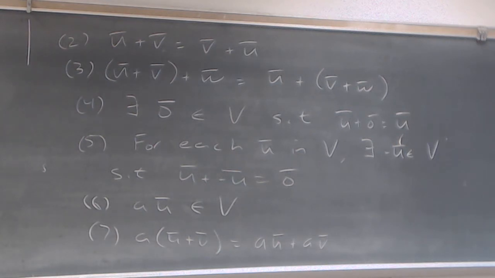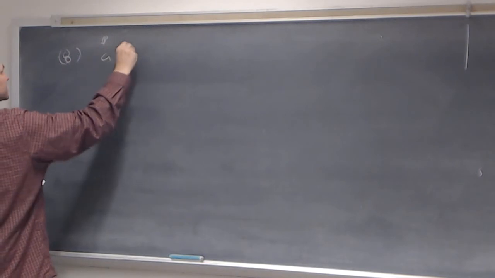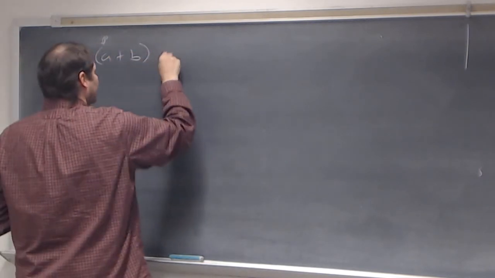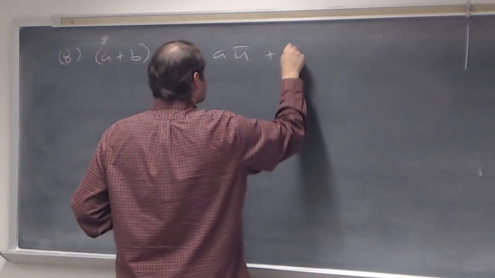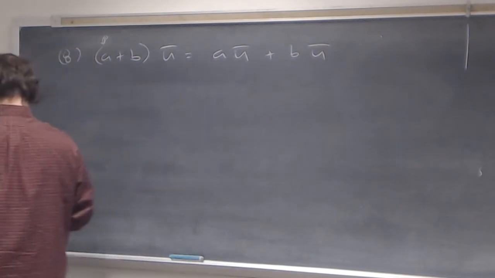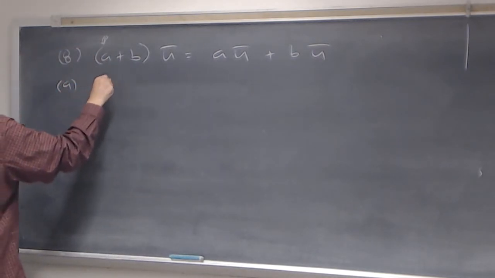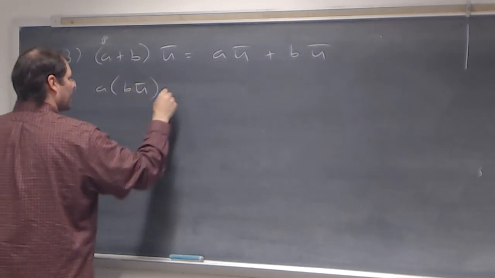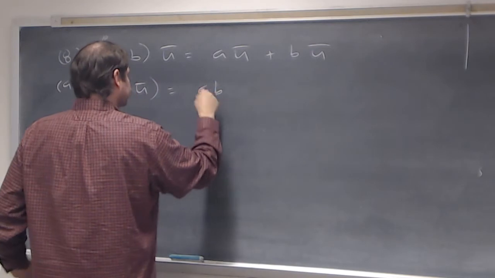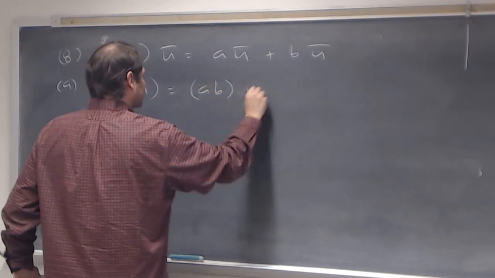The 8th property is if you take two scalars, add them together, and then multiply them by a vector, that's the same thing as the first scalar times the vector plus the second scalar times the vector. Ninth property, if you take a scalar times a scalar that's been multiplied by a vector, that's the same thing as the two scalars multiplied together and then times the vector.